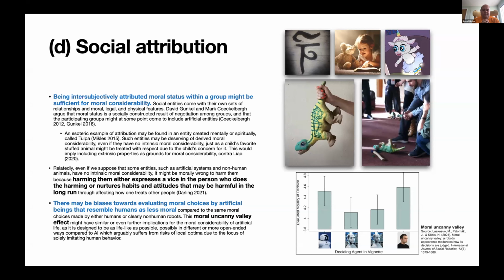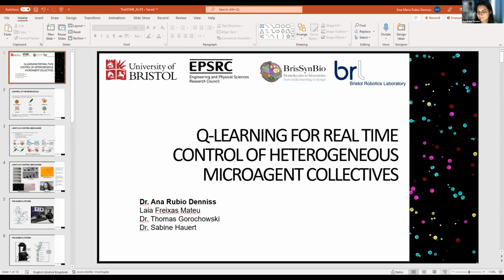Ana Rubio Deniz, I hope I pronounced this right at all, on Q learning for real-time control of heterogeneous microagent collective. Yeah. Hi, thank you. Let me just get my screen up. Hopefully you can all see that. Yes, we can see that.